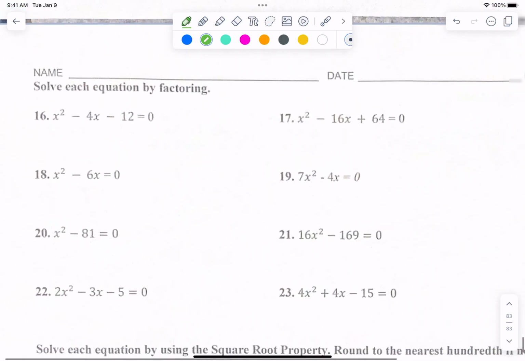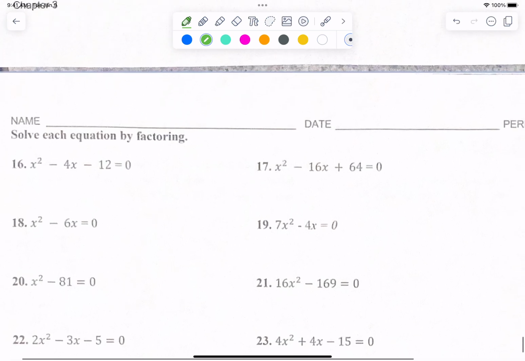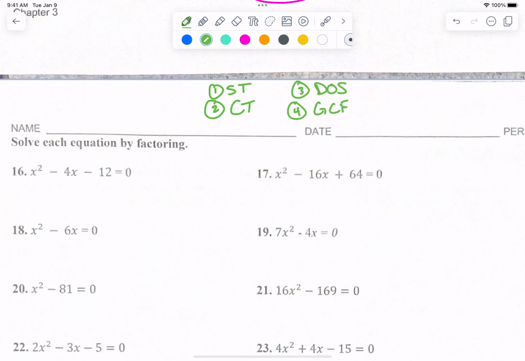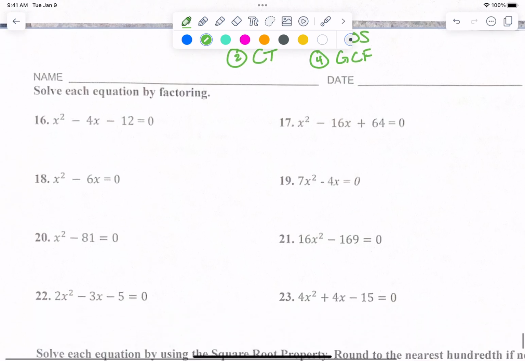Simple trinomial. Okay, all right, factoring is probably one of the harder things on the test that you're going to have to do. There are 4 methods of factoring. Let's name them. Simple trinomial, complex trinomial, greatest common factor, difference of squares. Greatest common factor. You guys are all over it. Perfect. Well, some people.